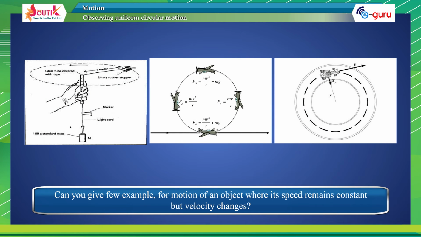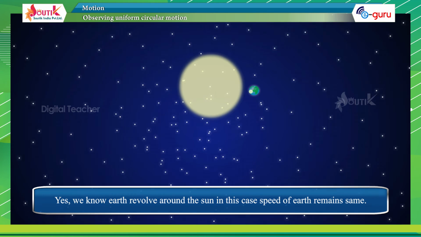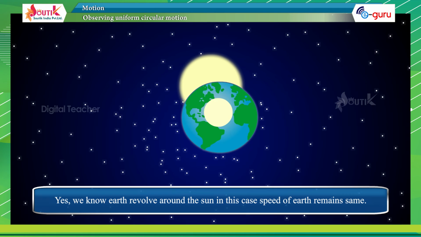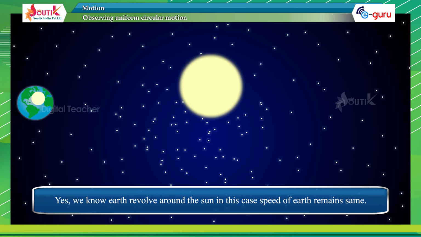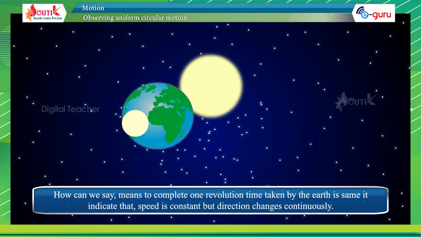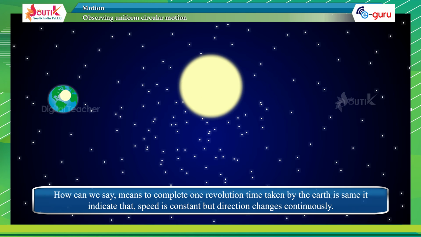Can you give a few examples of motion of an object where its speed remains constant but velocity changes? Yes. We know the Earth revolves around the Sun. In this case, the speed of the Earth remains the same. How can we say? The time taken by the Earth to complete one revolution is the same. It indicates that speed is constant but direction changes continuously.